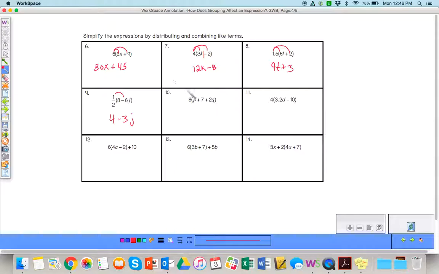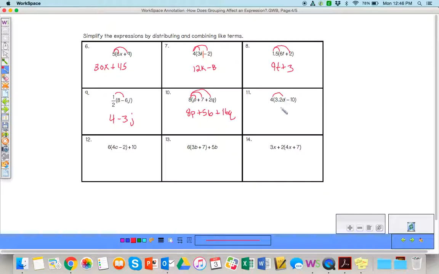Okay, so hopefully you problem solved and realized, all right, well, we have to multiply by p, we have to multiply by 7, and we have to multiply by 2q. So 8 times p is 8p, 8 times 7 is 56, and 8 times 2q is 16q.